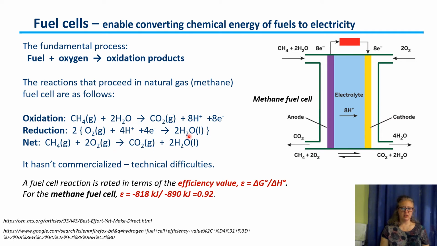A fuel cell reaction is often rated in terms of the efficiency value E, which is equal to the ratio of delta G and delta H. For the methane fuel cell, E is equal to 0.92, and it is quite a good result because the higher the E, the better the efficiency. The fuel cells based on the oxidation of hydrocarbons haven't been commercialized yet because of technical difficulties.